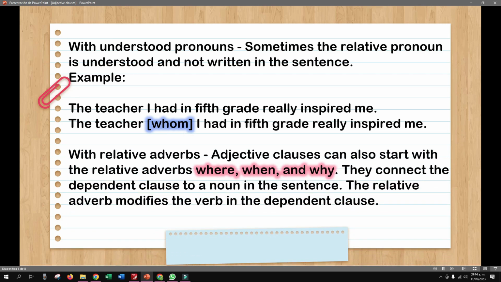With relative adverbs, adjective clauses can also start with relative adverbs like where, when, and why. Those are relative adverbs, right? They connect the dependent clause to a noun in the sentence. The relative adverb modifies the verb in the dependent clauses.